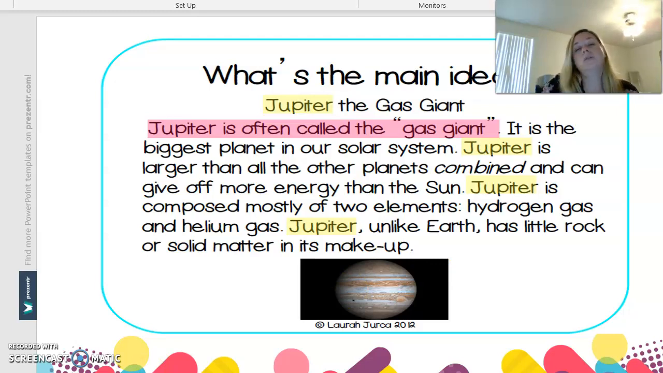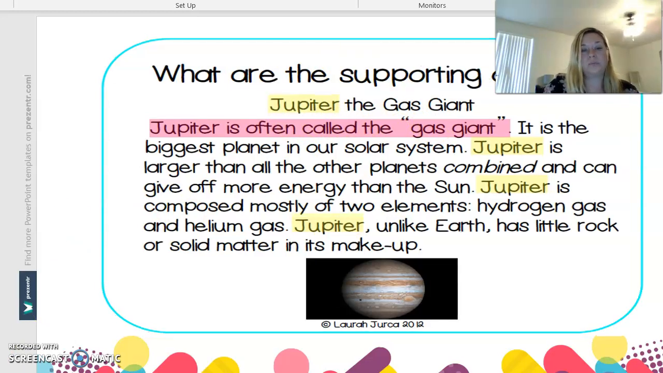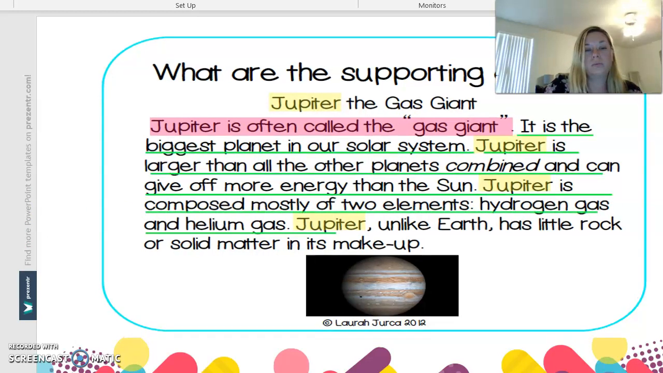So do all of the supporting details support the main idea that Jupiter is a gas giant? Let's see. Let's look at this sentence. All right. It is the biggest planet in our solar system. Does biggest match giant? It sure does. So far that's supporting our main idea of Jupiter being the gas giant.